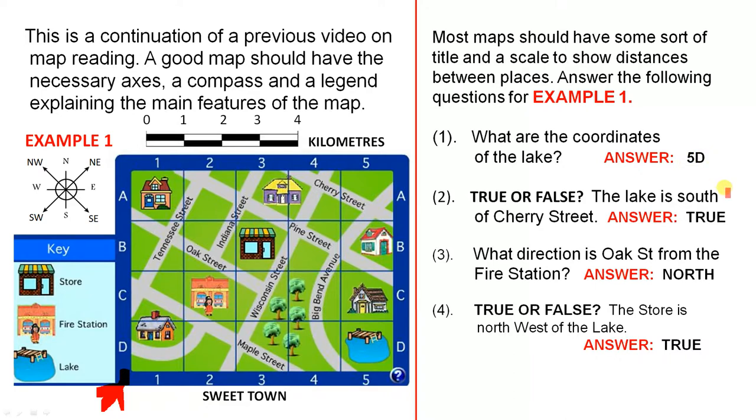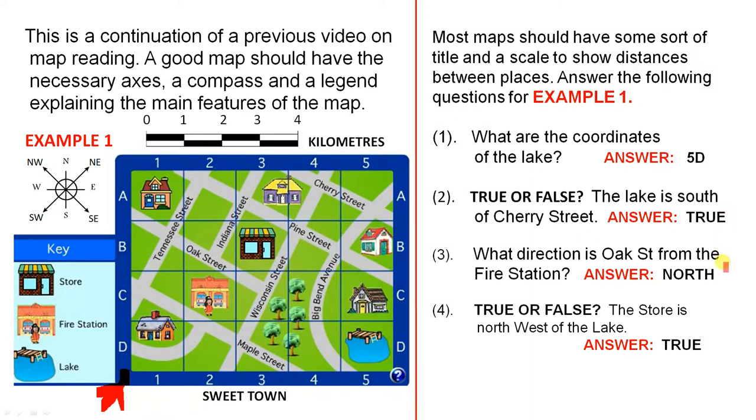True or false? The lake is south of Cherry Street. So here's the lake, and there's Cherry Street. Now let's focus on Cherry Street. The lake is in this direction going down, and we know when we go down, by looking at the compass, you go down. That is south, so that's true.